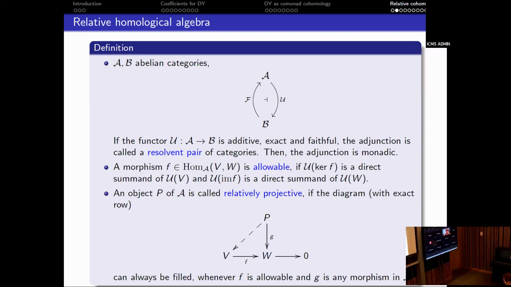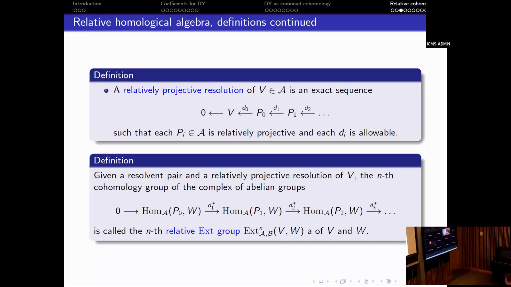So then you define what is a relatively projective object, and everybody has seen this diagram. What I should point out is that here the surjection has to be allowable. G can be any morphism, but this has to be allowable because we don't want the homological algebra of B to play into our game. Then you define what is a relatively projective resolution, and it will be a relatively projective object, and the differentials have to be again allowable. Yeah, so these are the good morphisms.